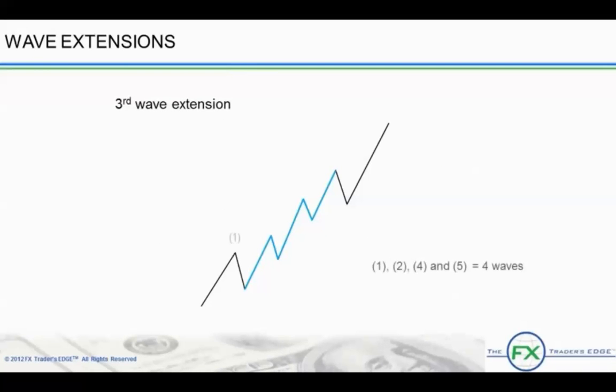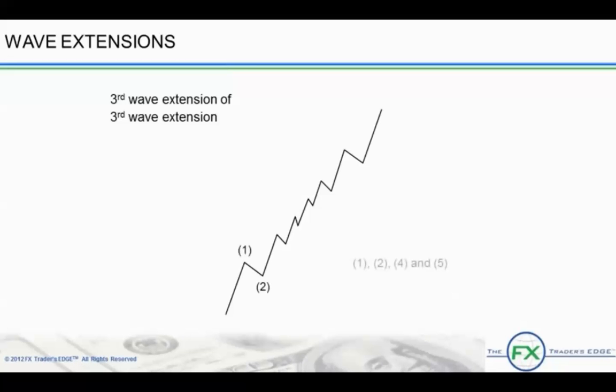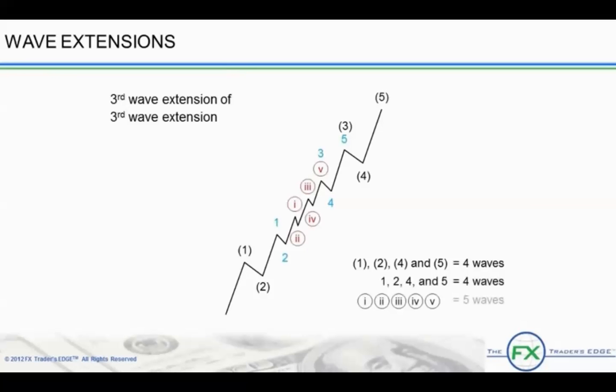Within this 5-wave sequence, wave 3 extends into another 5-wave sequence. In this example, the 3rd wave has 2 extensions. This is known as a 3rd wave extension of a 3rd wave extension. In other words, the extension occurs within an extension. This extension is a 13-wave sequence.